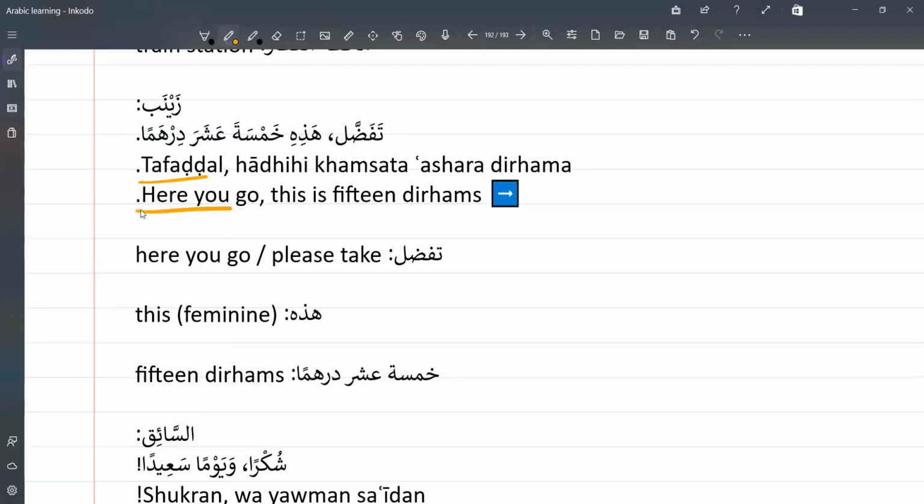Tafaddal means here you go. Since the driver is a male or masculine, that is why Zainab says tafaddal, not tafaddali. Tafaddali, tafaddal here means here you go.